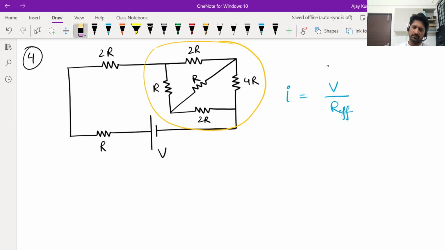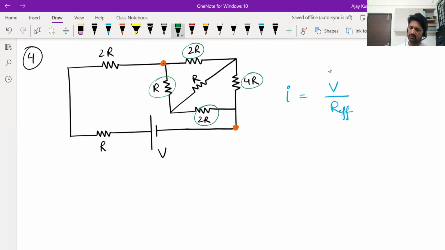So where is the Wheatstone bridge? It's between this point and this point. The ratio of the resistances on the left side is 2:1. The ratio of resistances on the right side, 4:2, is also 2:1. So it's a balanced Wheatstone bridge, and since it's balanced, we can ignore this middle resistor. 2R, 4R in series becomes 6R. R and 2R in series becomes 3R. That 6R is now in parallel with this 3R.